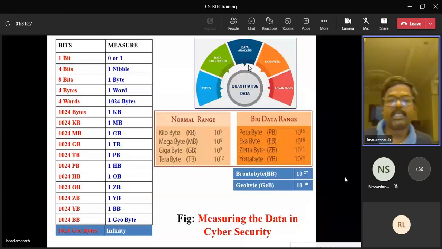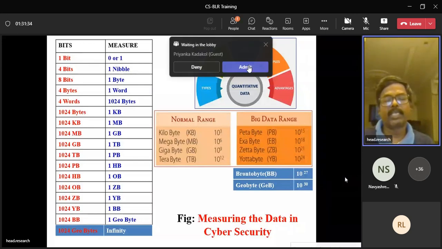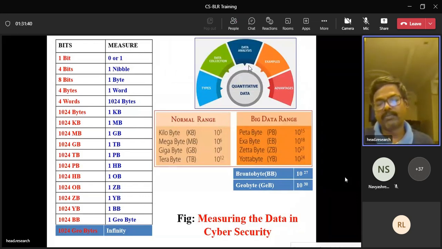Then measuring the data in cyber security: a computer understands only ones and zeros. If you press capital A, the system cannot understand it, so it will convert it into ASCII format. The ASCII value of capital A is 65. If you divide it by 2 repeatedly, you get 1000001, which is the binary equivalent of 65.